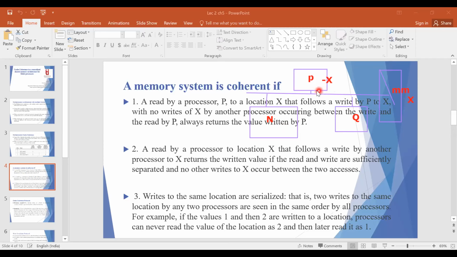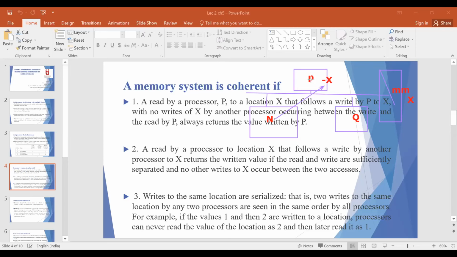Secondly, if P has just read X and N writes to X now. So if N is writing, N is updating the value. So from 0 it becomes 1. Now if P reads it again, it should get the latest value. Getting? Yes, ma'am. Right.